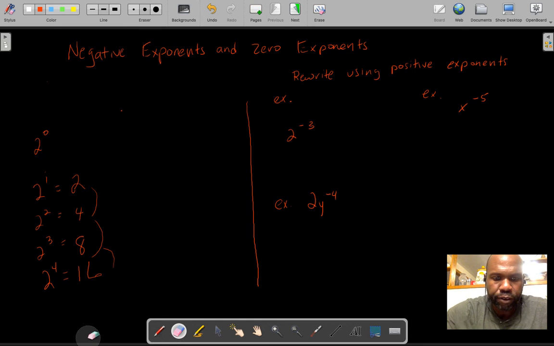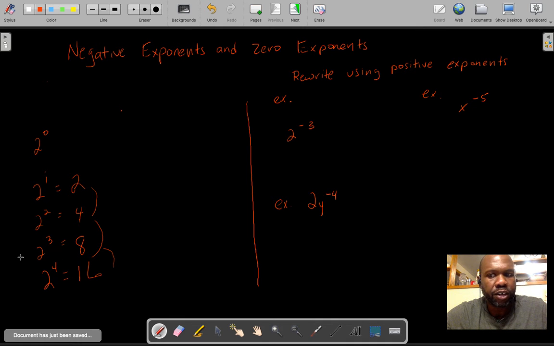What if we decide to go the opposite way? We start at 16, we go to 8, we go to 4, we go to 2. The pattern going that direction is dividing by 2. As we move away from 1 in the exponents, we multiply by 2. If we go back toward 1, we divide by 2, which is obviously the inverse.